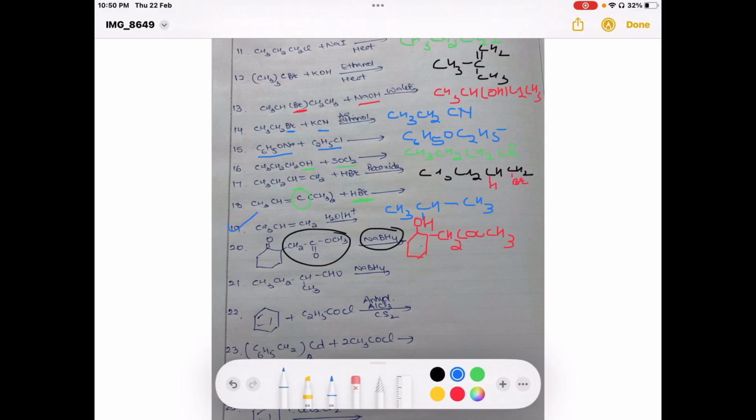Then next, again a reaction with sodium borohydride. So the carbonyl changes into the alcoholic part in the presence of sodium borohydride, giving CH2OH.